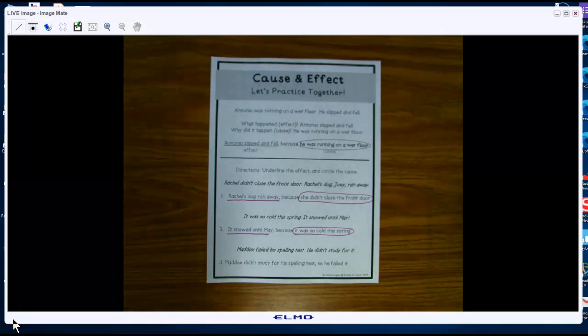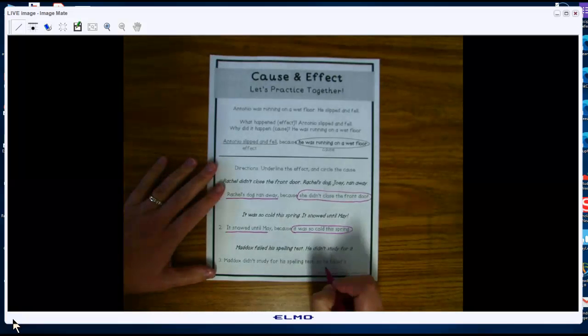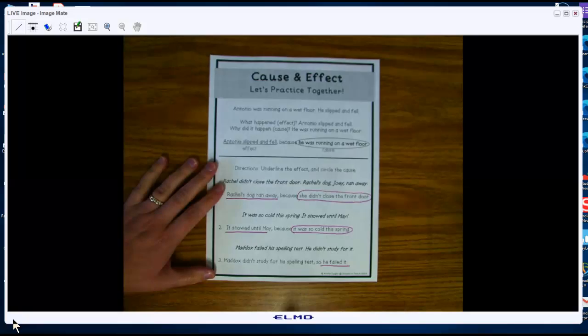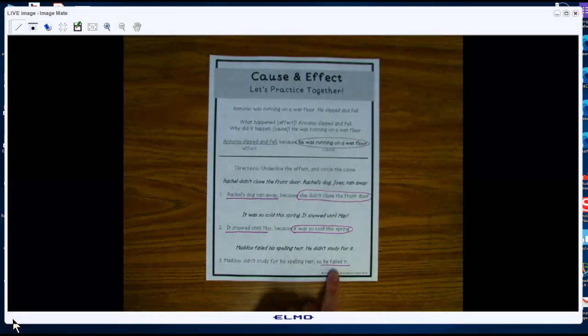Maddox failed his spelling test. He didn't study for it. So what happened? What was the effect? What happened? Xavier? Yes, he failed his spelling test. This one's on the other side. The effect's on the other side.